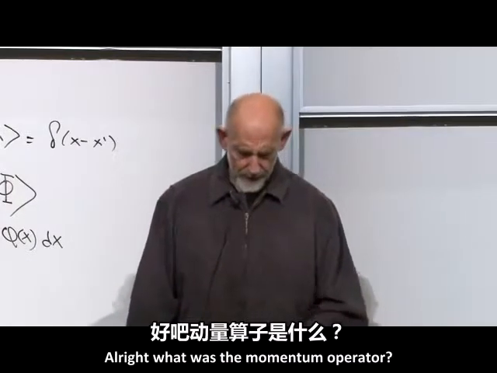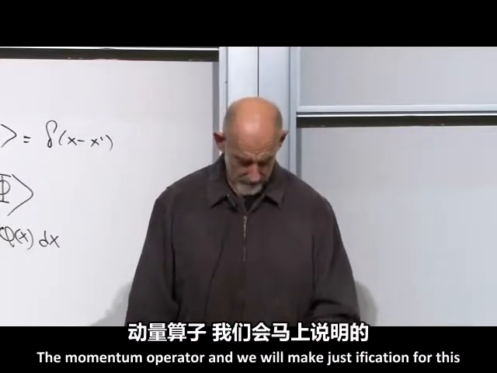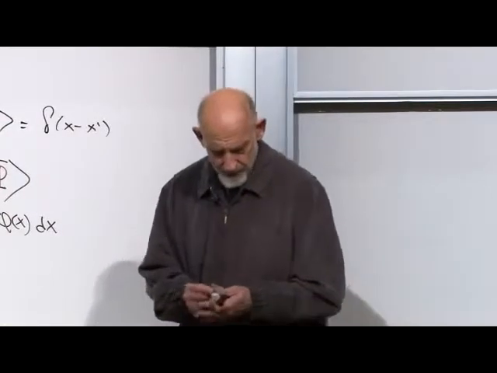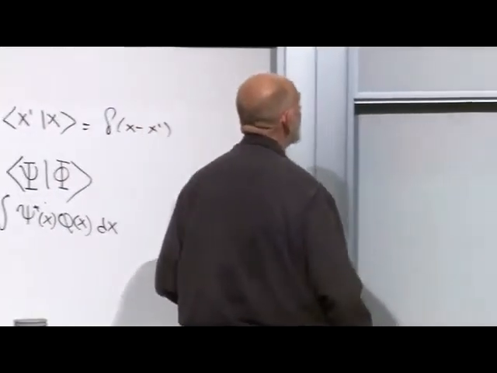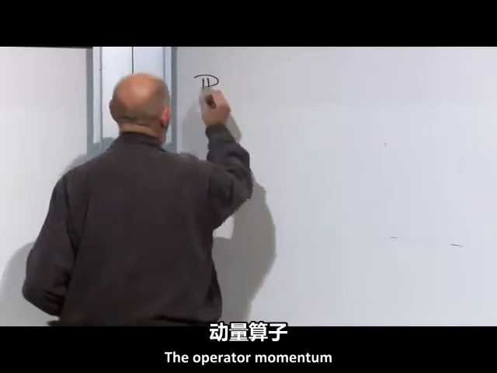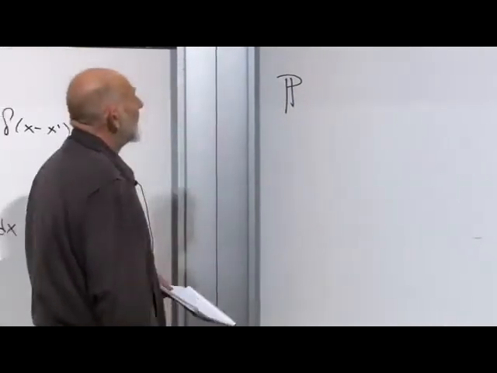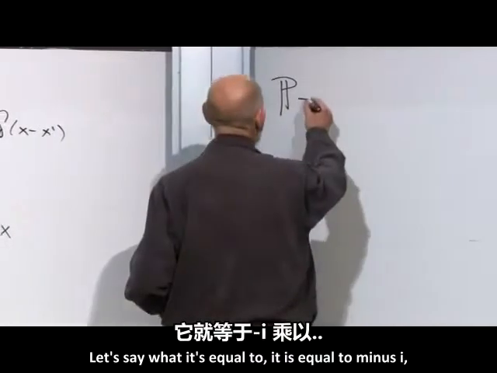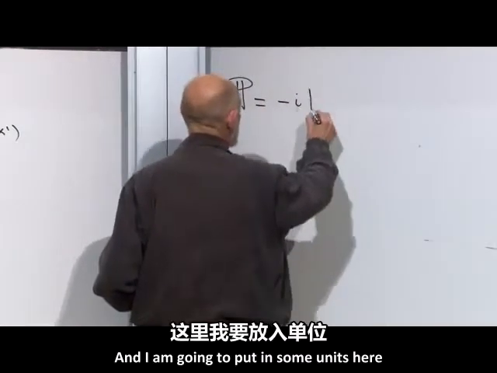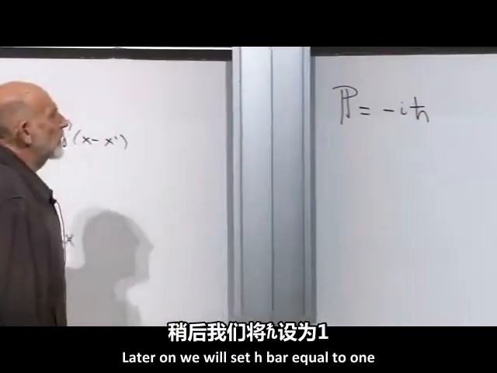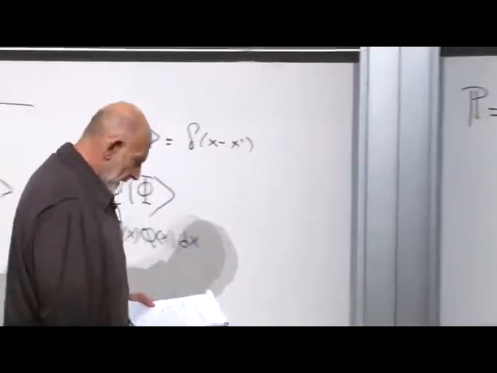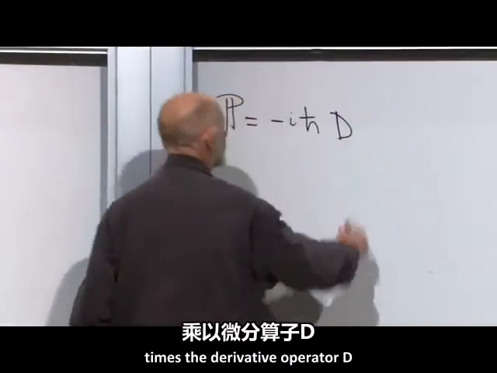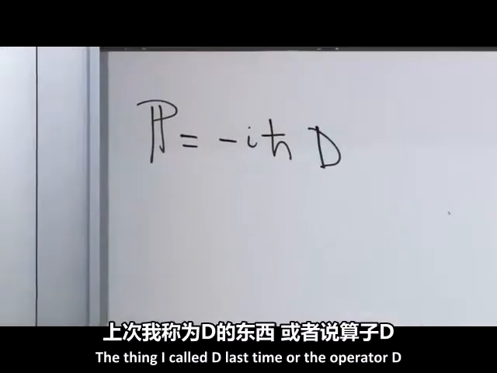All right, what is the momentum operator? The justification for this will come a little later. We did talk about it, but I want to go back over it. Momentum is called P, the operator momentum. And the operator momentum is equal to, there's no point beating around the bush, let's say what it's equal to. It is equal to minus i, and I'm going to put in some units here. Later on, we will set h bar equal to 1. It's just a choice of units, but for the moment, let's keep h bar there, times the derivative operator D, the thing I called D last time.